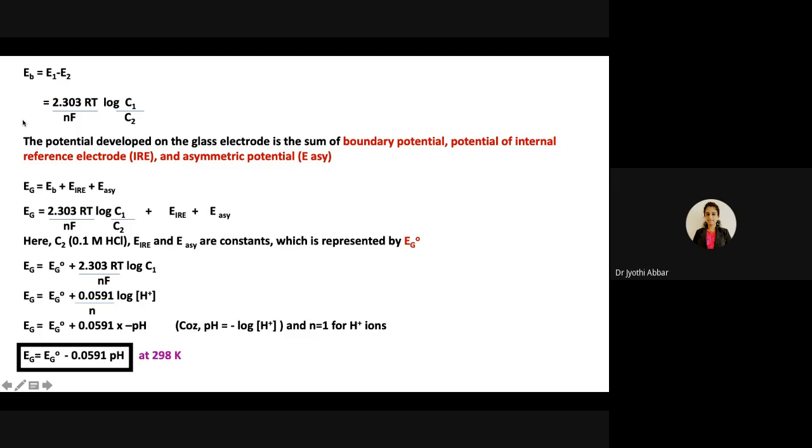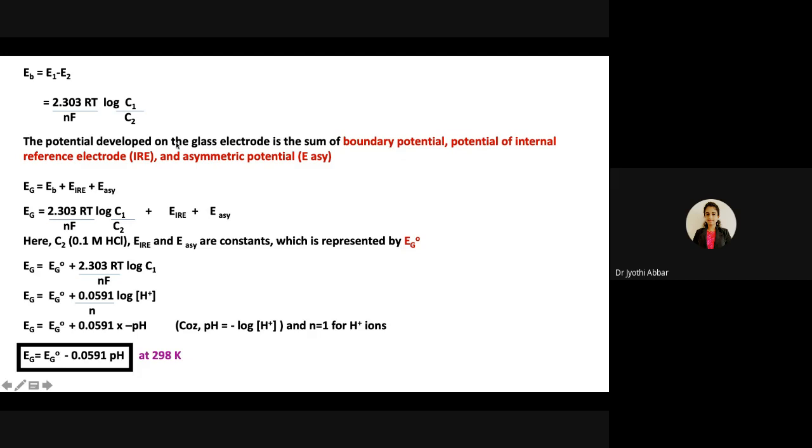So now, the potential of this glass electrode depends upon three factors. One is the boundary potential. You saw the boundary potential is occurring due to the different concentration of the ionic solutions present inside as well as outside the bulb.